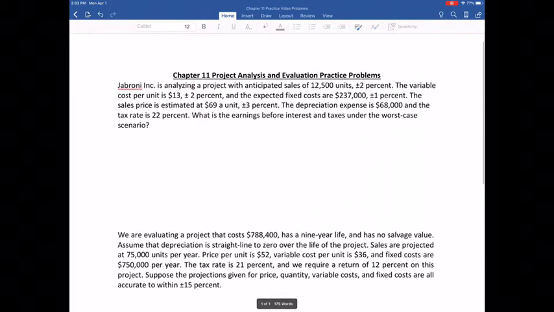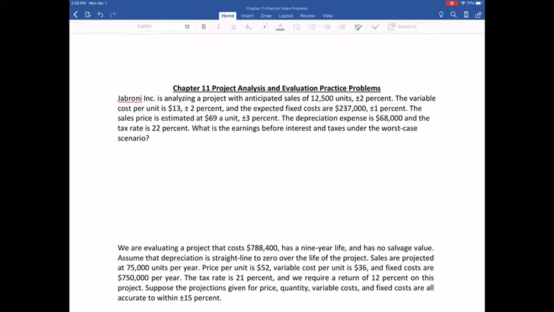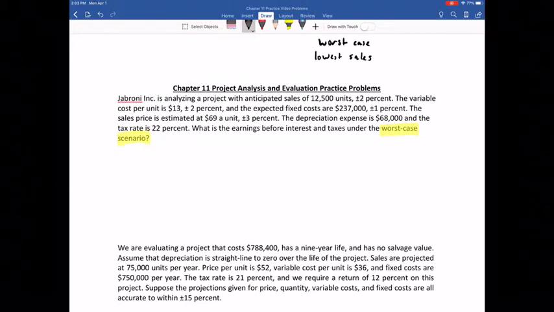But then we have a range as to what these values could fall within given a best case or a worst case scenario. So in this problem, what's key is it's asking what is the earnings before interest and taxes under the worst case scenario. In a worst case scenario, ask yourself what would have to happen if this is the worst thing that could happen in this particular project. So in a worst case scenario, you have the lowest amount of sales, but in addition to the lowest amount of sales, you would also have the highest costs.